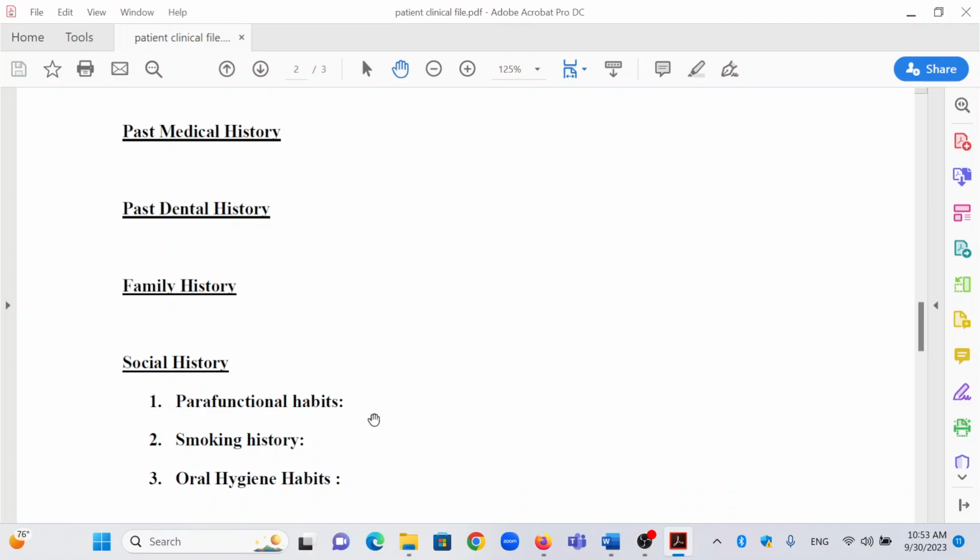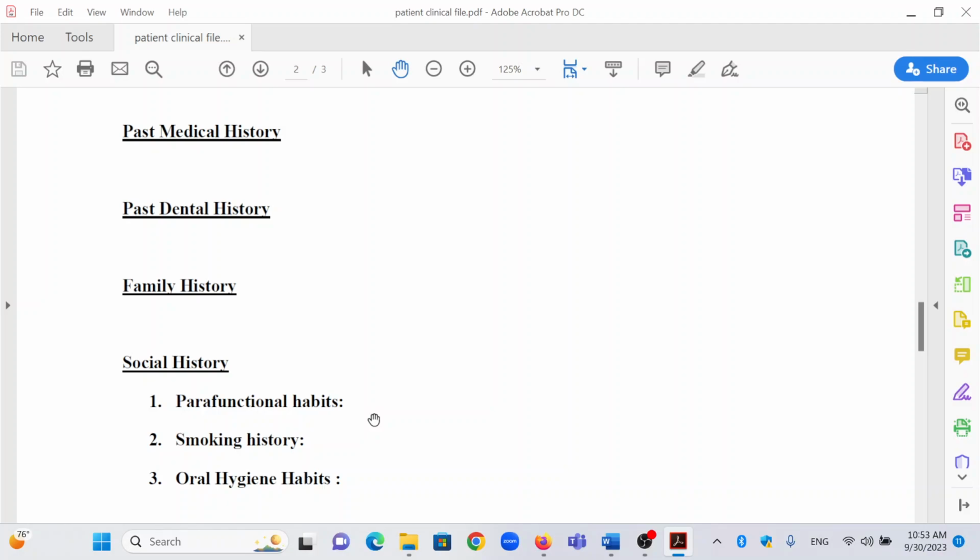And if the patient uses alcohol, again, we write down that the patient drinks alcohol, but it is a mistake to write down that the patient is alcoholic, because alcoholic patients are different from patients who use alcohol. The last part of the social history is oral hygiene habits. Again, oral hygiene is considered a social habit.